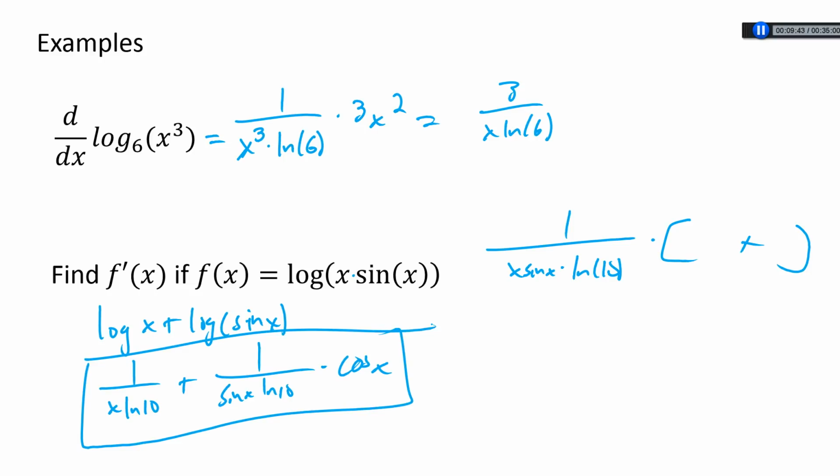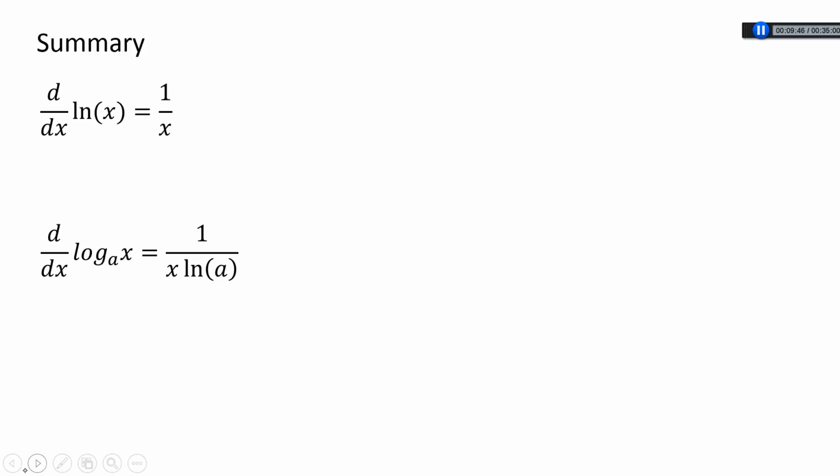Nice. All right. So in summary, derivative of natural log is 1 over x. Derivative of log base a of x, 1 over x ln a. Remember, ln a is a constant. And that's all there really was to this video.